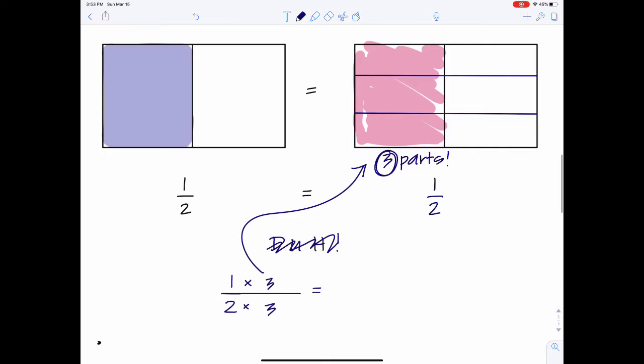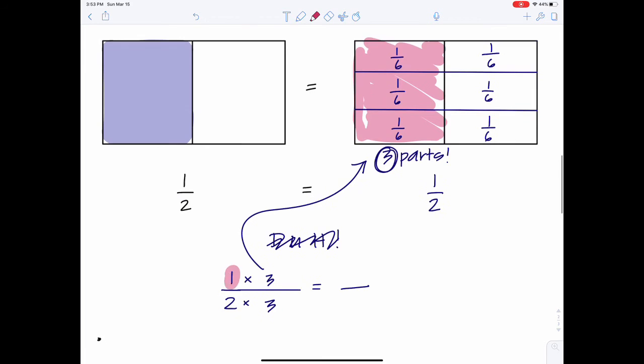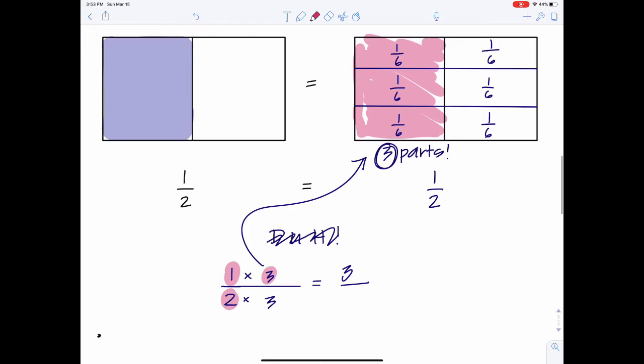So there's my top part, separating it into 1, 2, 3 parts. Now I know that 2 times 3 gives me the denominator of 6. I can see that in my fraction strip above. I have 6 equal parts, and I have 3 parts shaded in. So 1 times 3 is equal to 3, and 2 times 3 is equal to 6. So I have 1/2 is equal to 3/6.